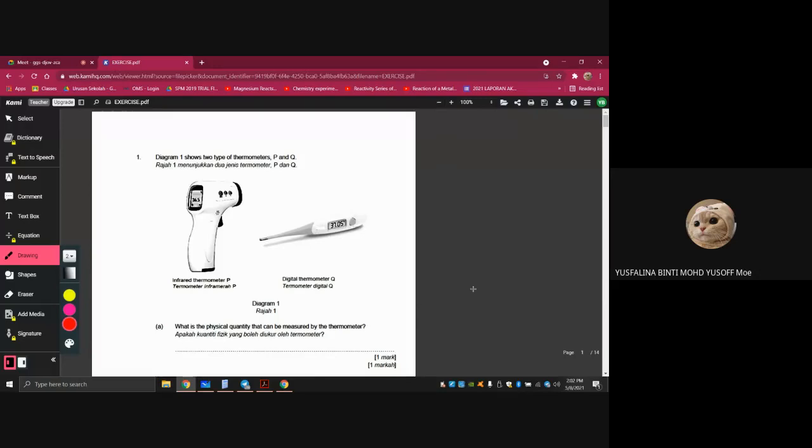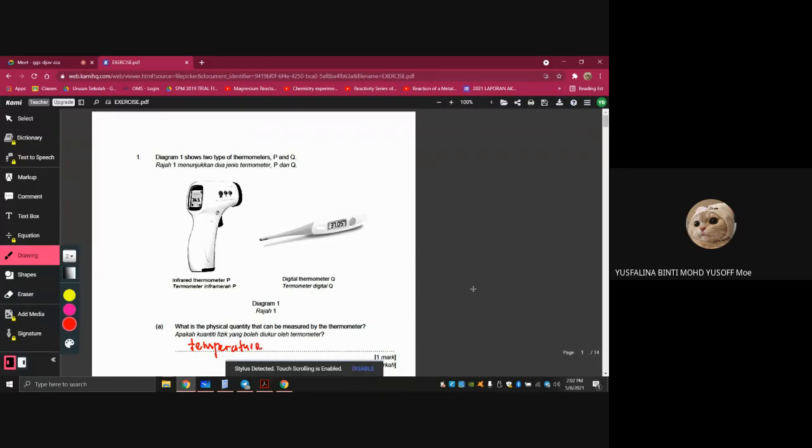Because some of you are confused. Some answer like unit. Let's say for the length, what is the unit for the length? Meter. That is not a physical quantity. That is an SI unit. So make sure you know the difference. What is the physical quantity that can be measured by the thermometer? Anyone? Yes, temperature. So the answer should be temperature.